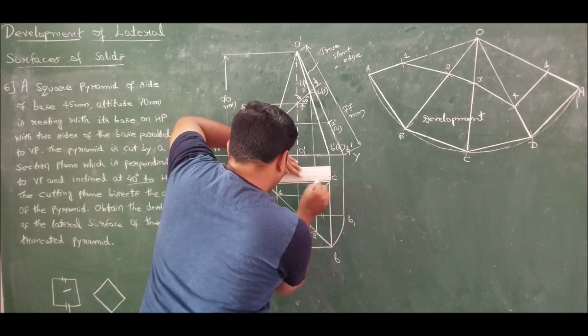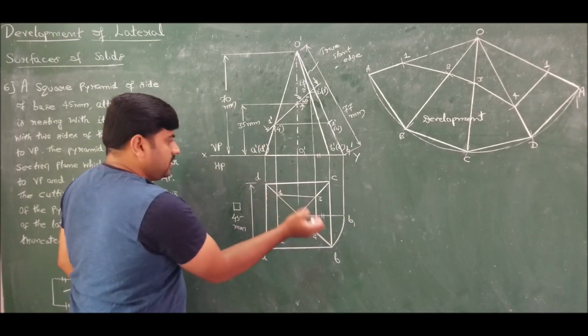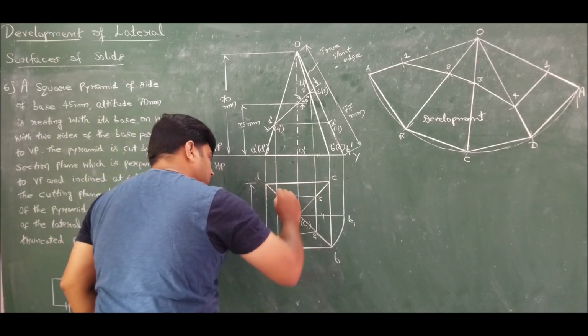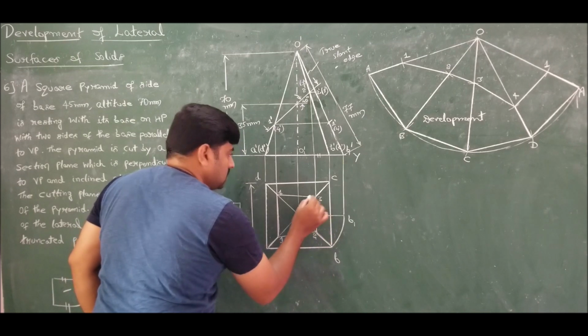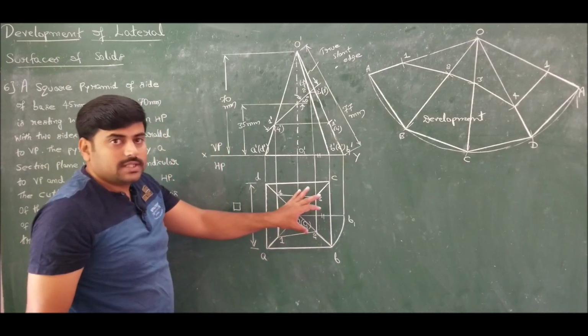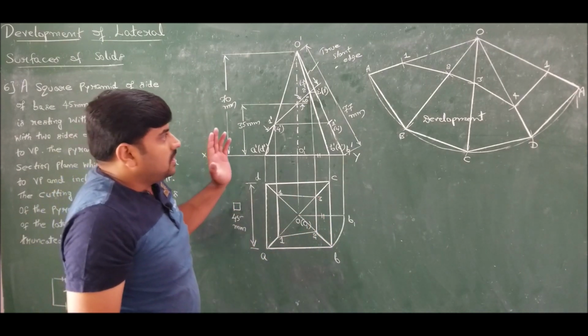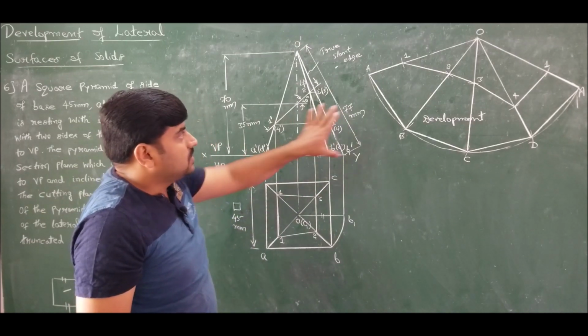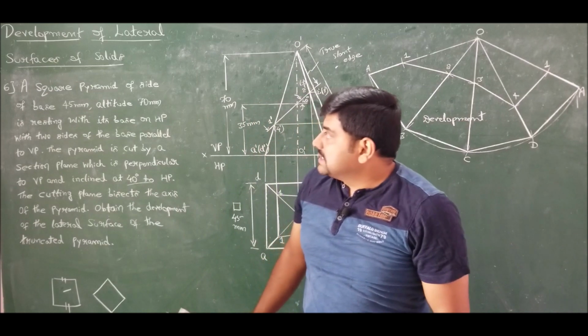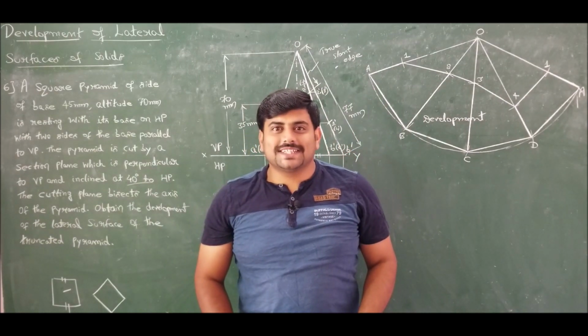This top portion will be retained and this bottom will be removed. I can see only these things. So this is how you should do radial line method of development. So this is the solution for problem number 6. That's all from this lecture. Thank you all.